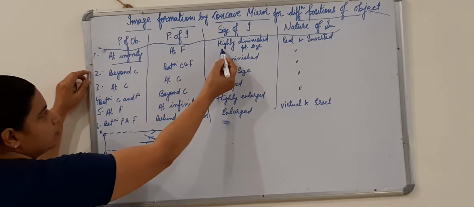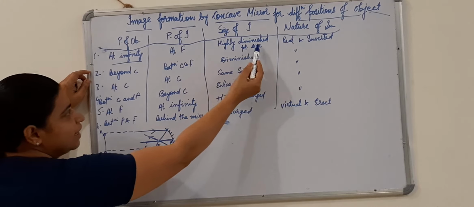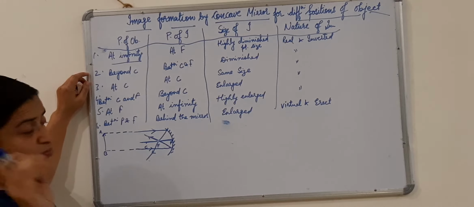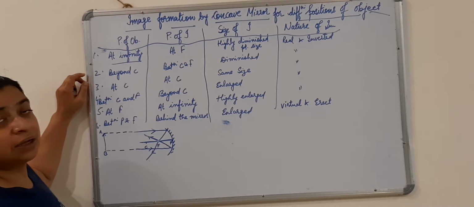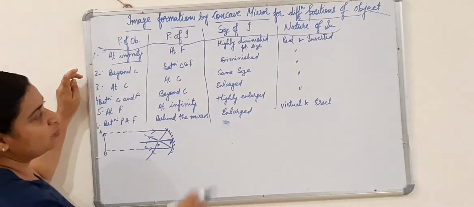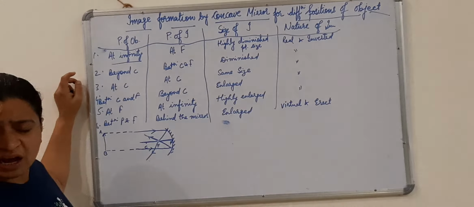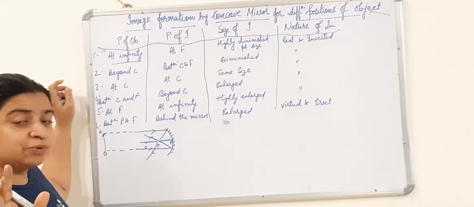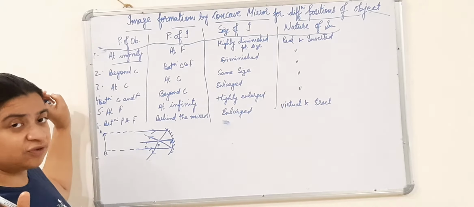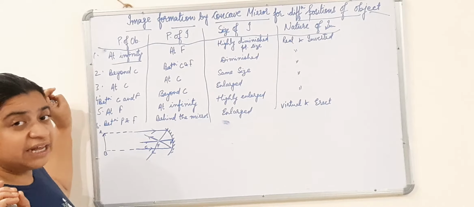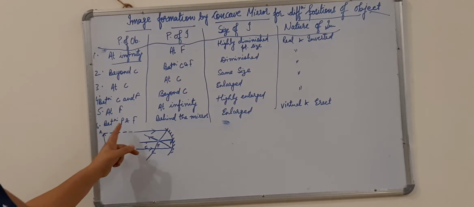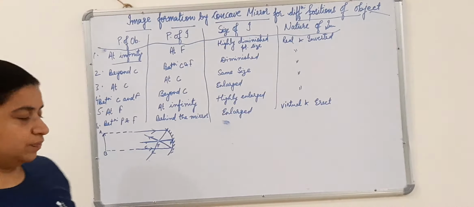In this case, the size of the image is highly diminished, point size. Diminished means very, very small, and it's point size. And what is the nature of the image? You have to keep one thing in your mind. At 5 positions in case of a concave mirror, the nature of the image formed is always real and inverted, except for the last position that I will let you know.